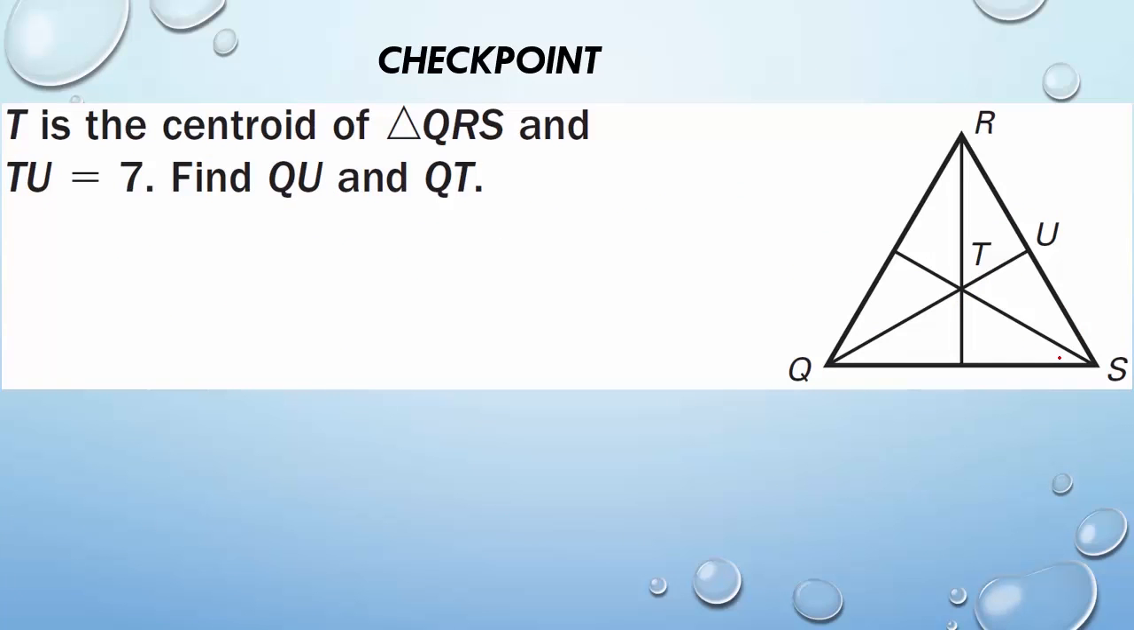Alright, it's your turn. I want you to do checkpoint problem number 1. It says T is the centroid of triangle QRS and TU is 7 units. Find QU and QT.